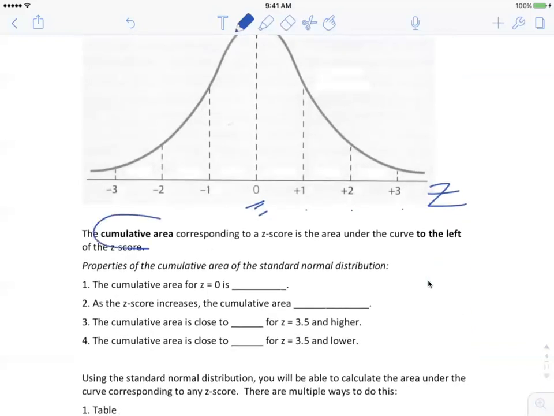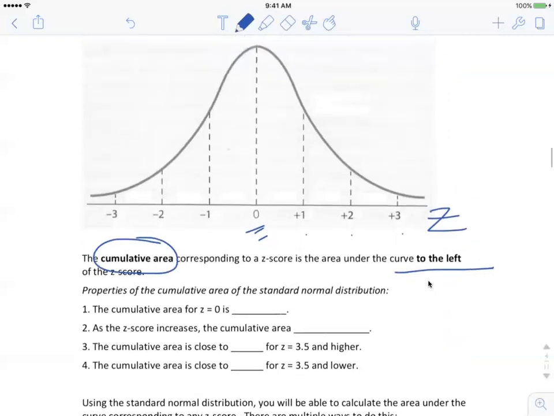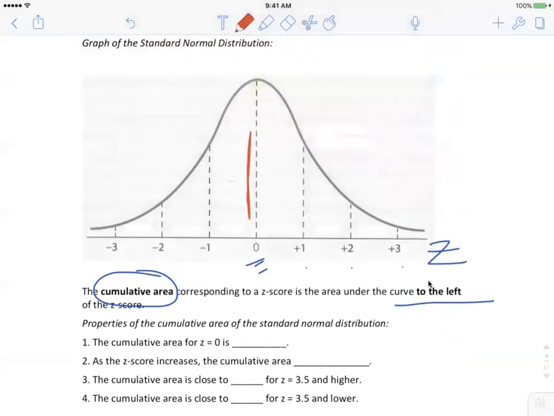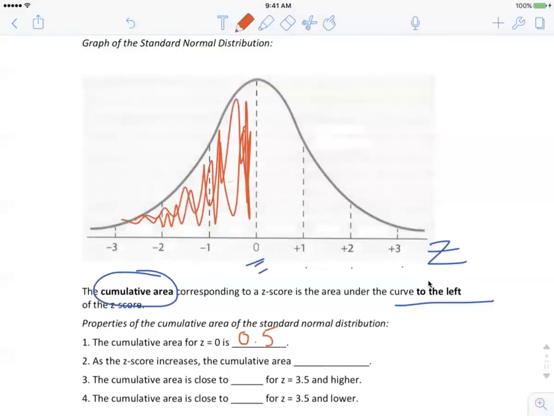When you see cumulative area, that corresponds to area to the left of the z-score. Okay, so properties of the cumulative area for 0 will be this, right? That would be the area to the left. And that's half of the curve, so that would be 0.5 or 50%. Now, as the z-score increases, going this way, the area to the left is also going to increase. So the cumulative area would increase.